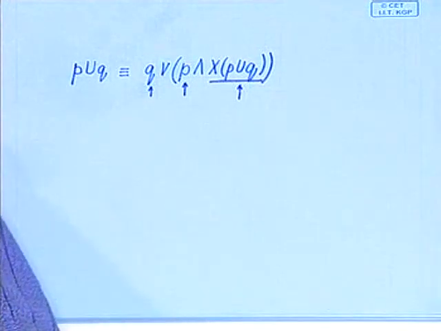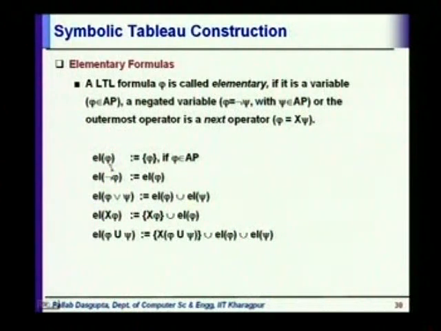So let's see how we construct the elementary subformulas from var phi. The elementary subformula of var phi is var phi itself if var phi belongs to atomic propositions. So if the property is an atomic proposition, then it itself is the elementary subformula. If you have not of var phi, then the elementary subformulas of not of var phi are the same as the elementary subformulas of var phi. So not is simply dropped. If you have a disjunction of two properties var phi and psi, then the elementary subformulas are the union of the elementary subformulas of each.